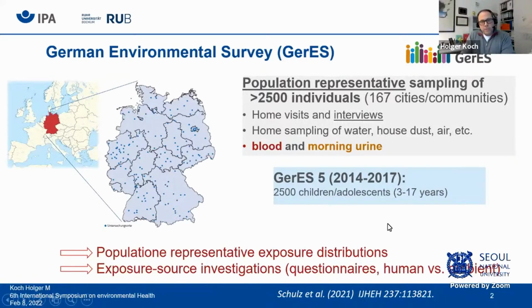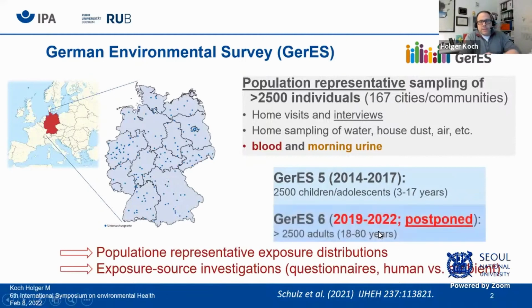The most recent German Environmental Survey, or GERES, has been GERES 5, performed in 2014 to 2017 on children and adolescents, and the GERES 6 has been planned to start in 2019 but has been postponed due to obvious reasons. That one was intended to be centered around adults.